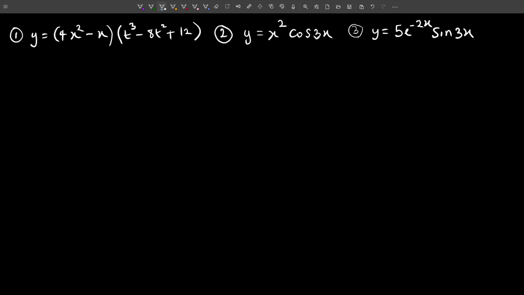I stumbled across some questions and I decided to try them out. These questions are on product rule. Most of them are on product rule, if not all. Some of them have chain rule intertwined with them, but let's see how it goes. Let's have the first question.